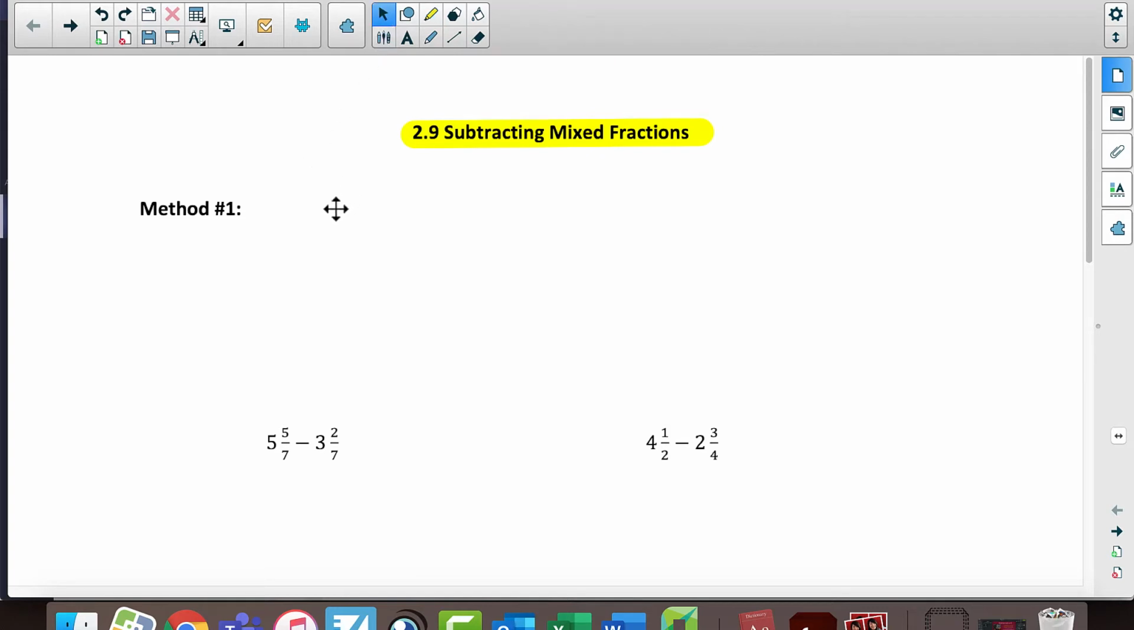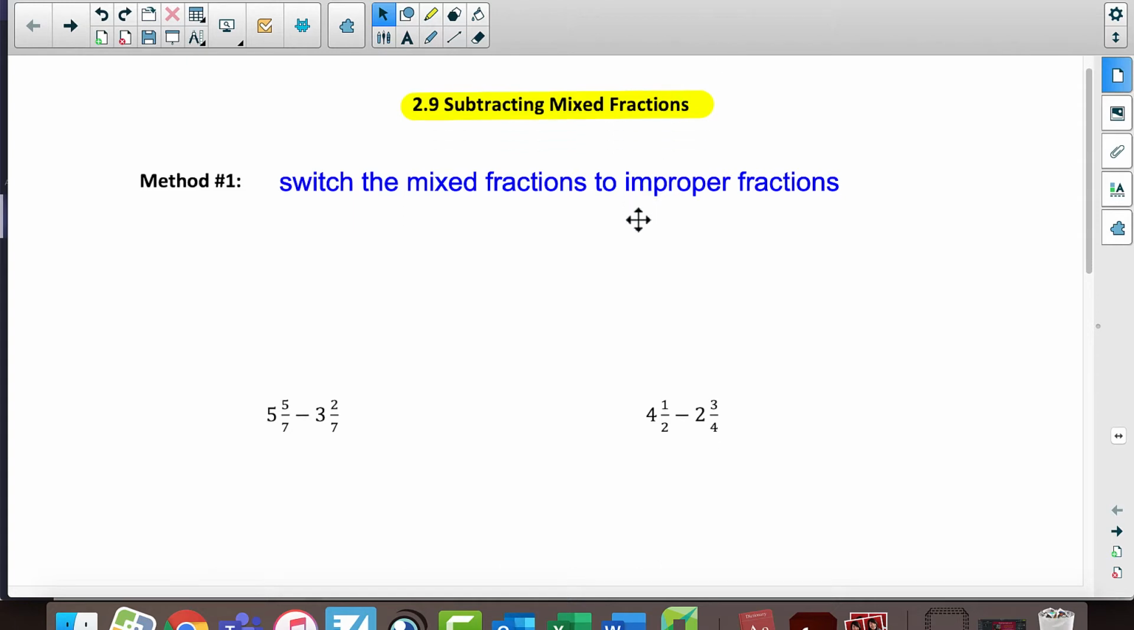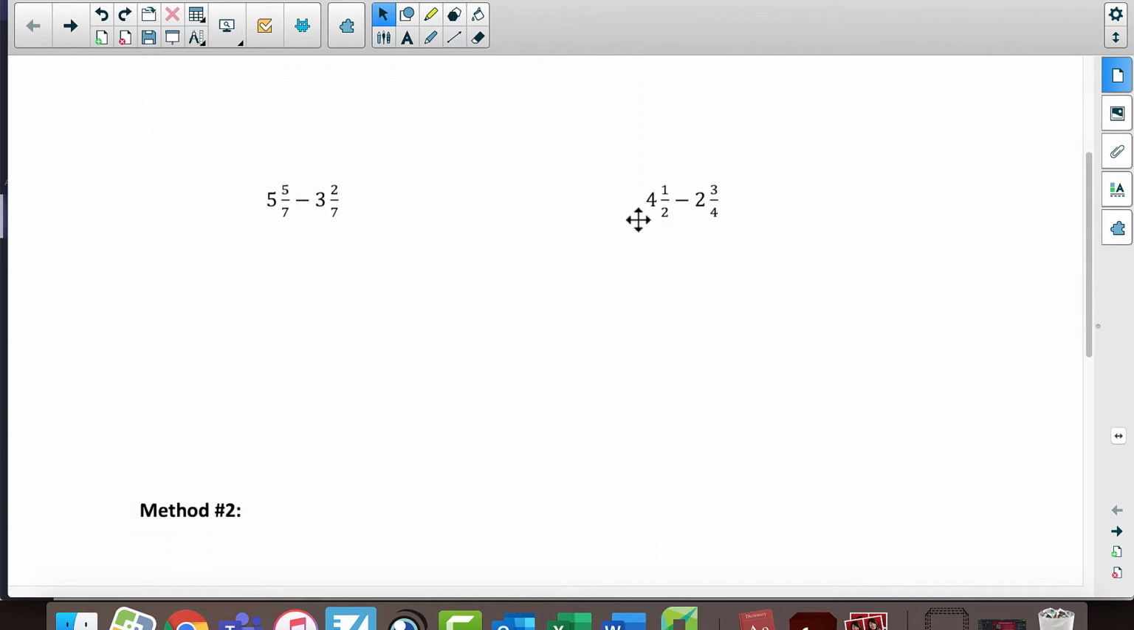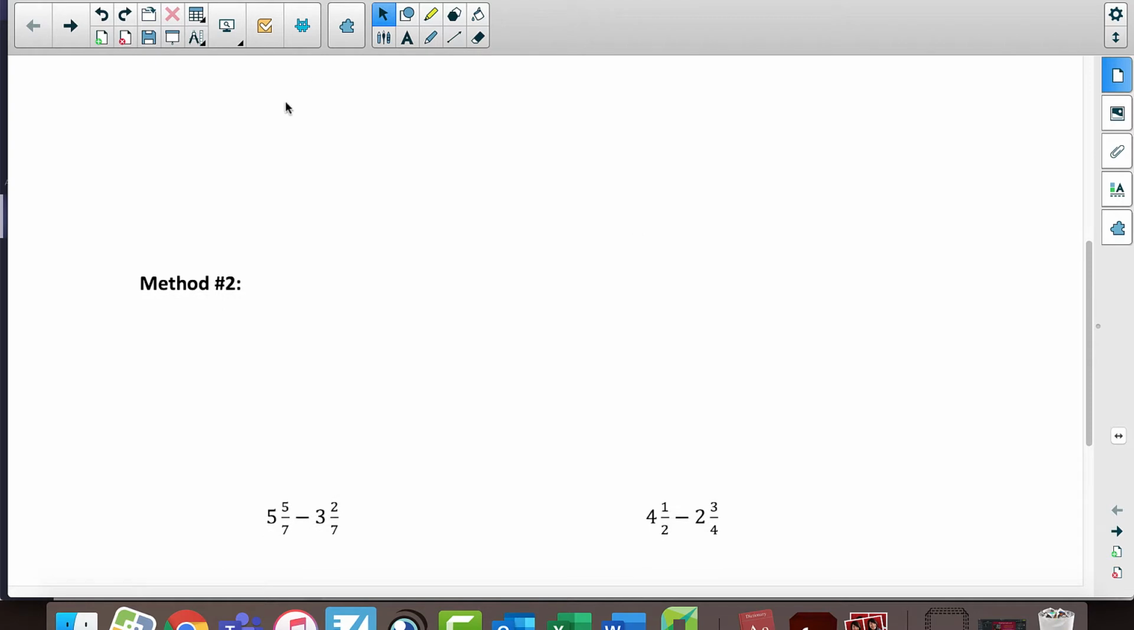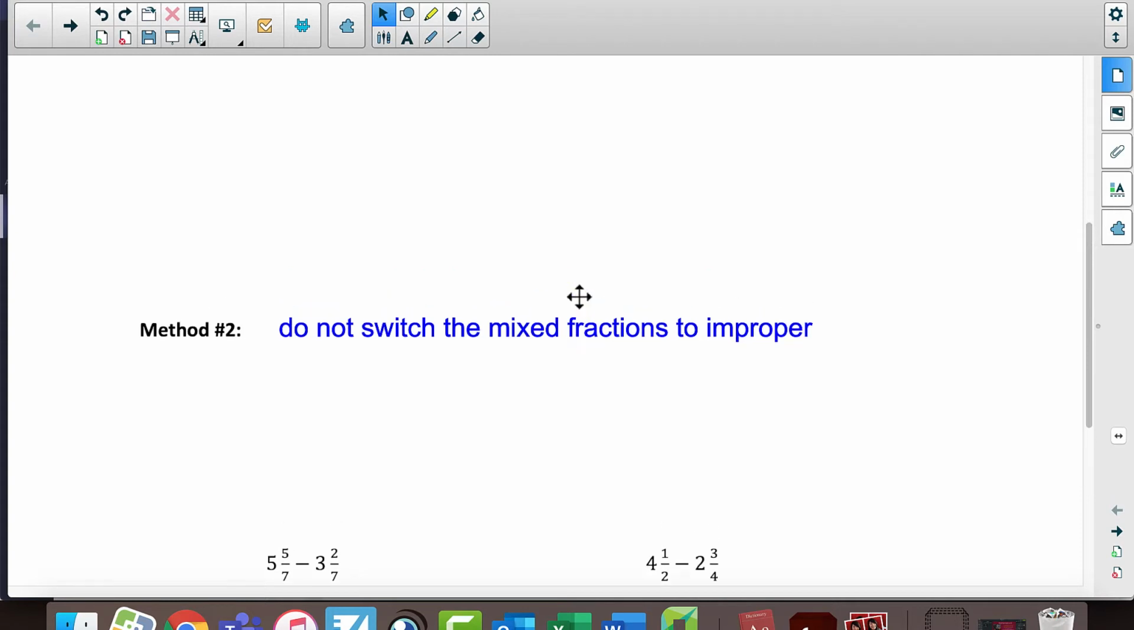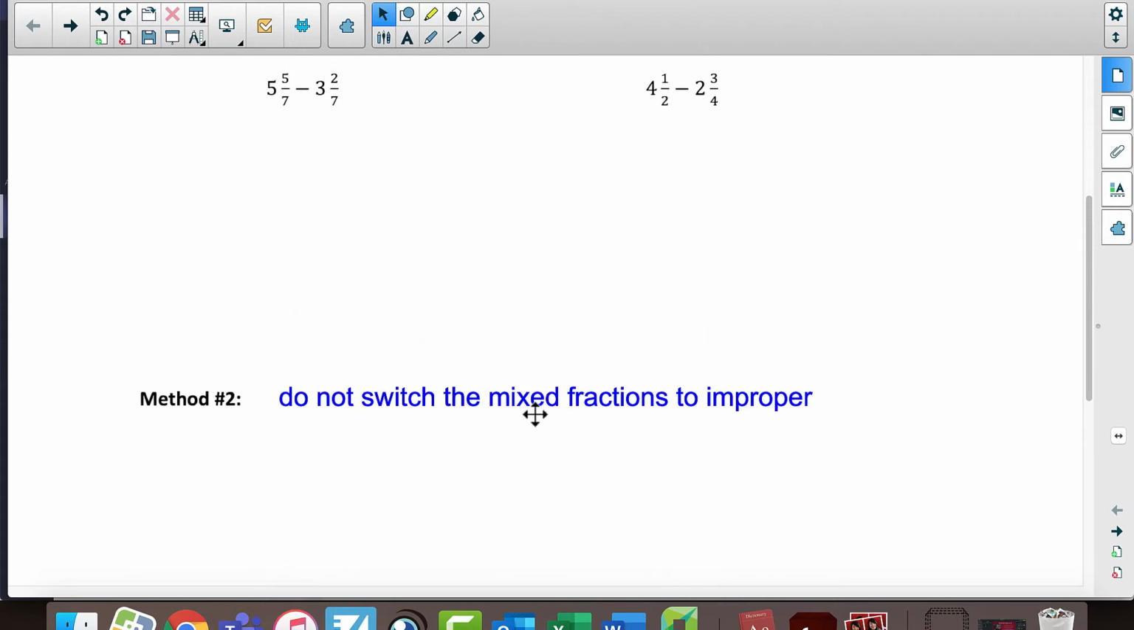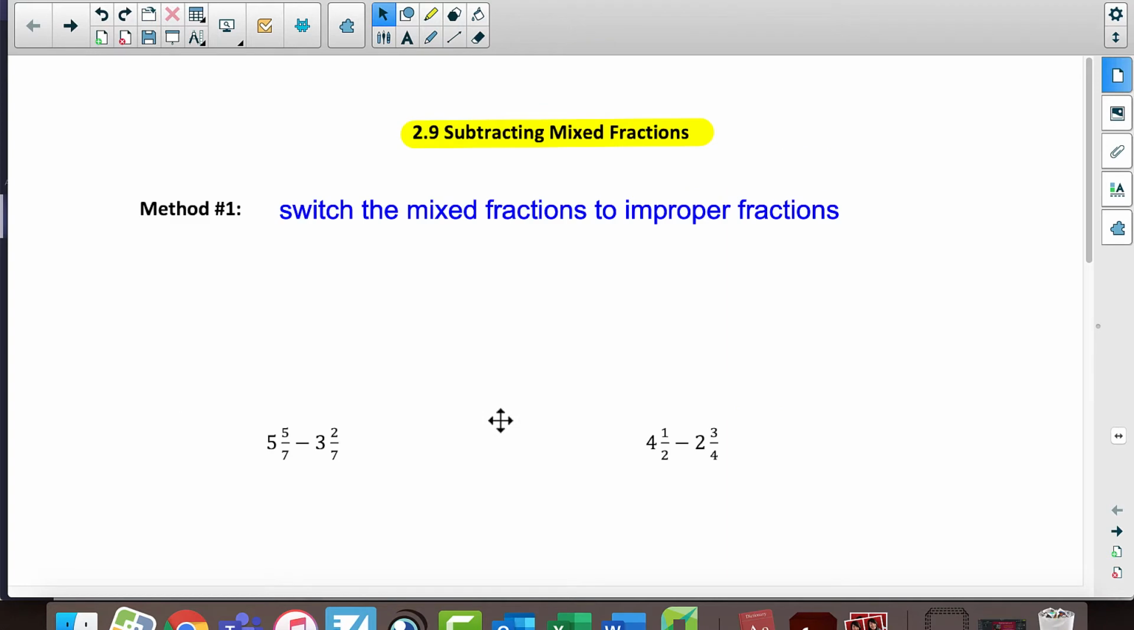Alright, just like with adding mixed fractions, there's two methods. One is to switch everything to improper. Switch all your mixed fractions to improper fractions. Again, I would say most students prefer this method. The majority of my students use this method successfully. The other method, which I prefer and I cannot convince many kids to use, is you don't switch the mixed fractions. You just keep them. I'll talk about what people don't like about that in a minute.